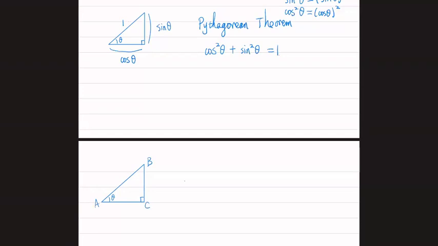Tangent is defined as a ratio. You see the angle, the side facing the angle over the side adjacent to it. In the same way, cotangent is the reciprocal.